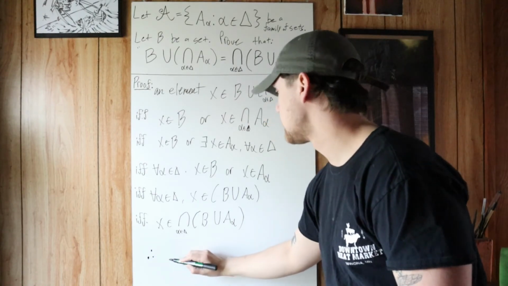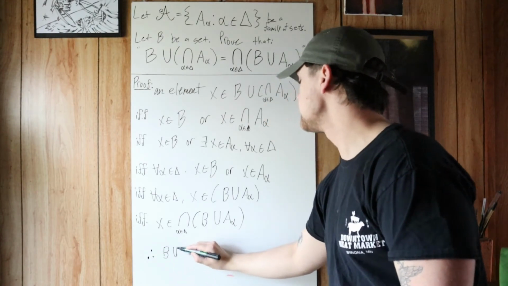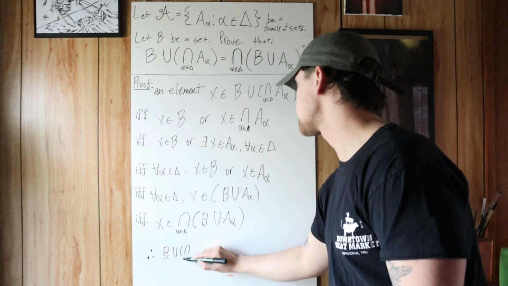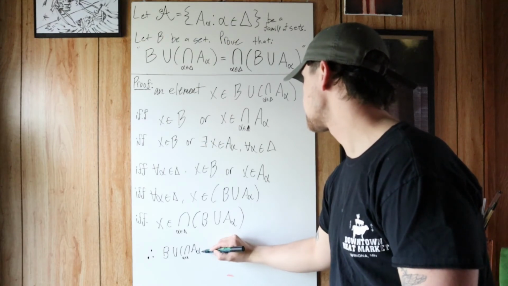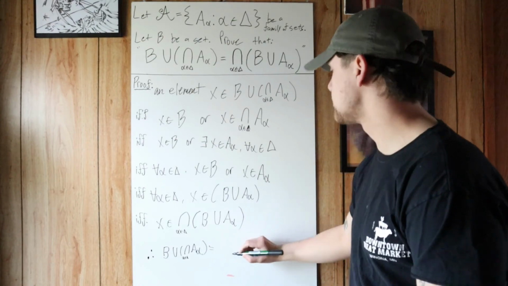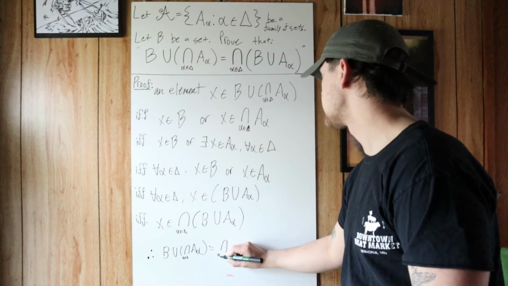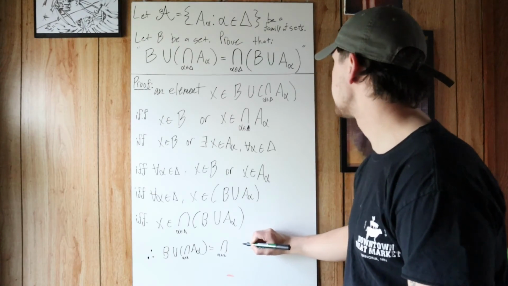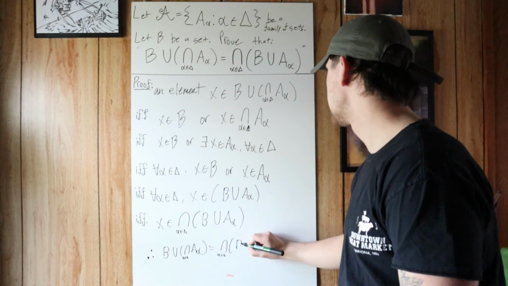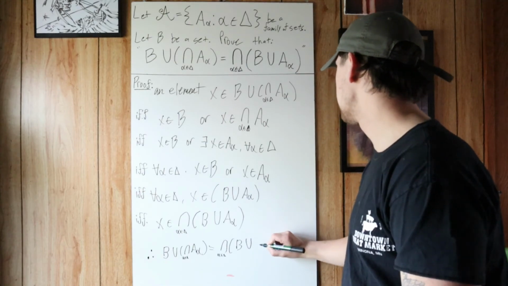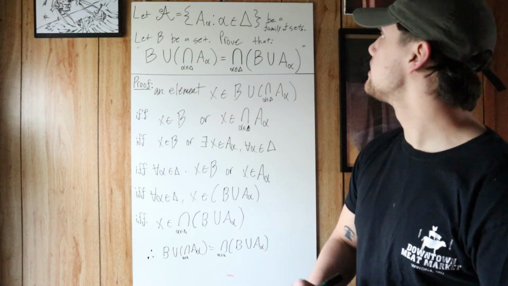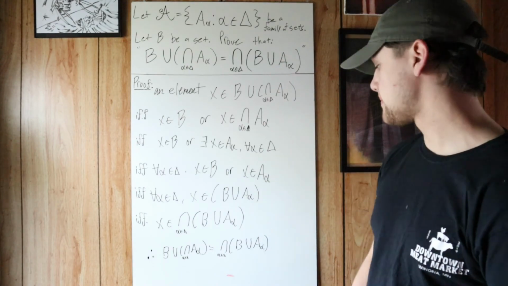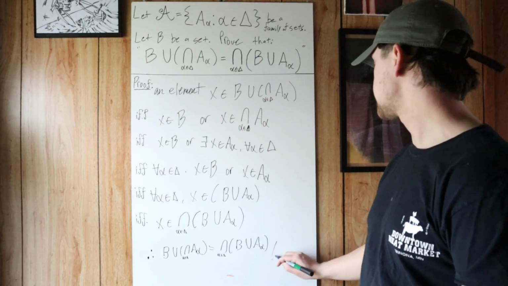Therefore, B union the intersection over alpha within the index family of sets is equal to the intersection over alpha within our index family of sets of the set B or all alpha subscript sets within the family of sets. And that is the end of our proof.